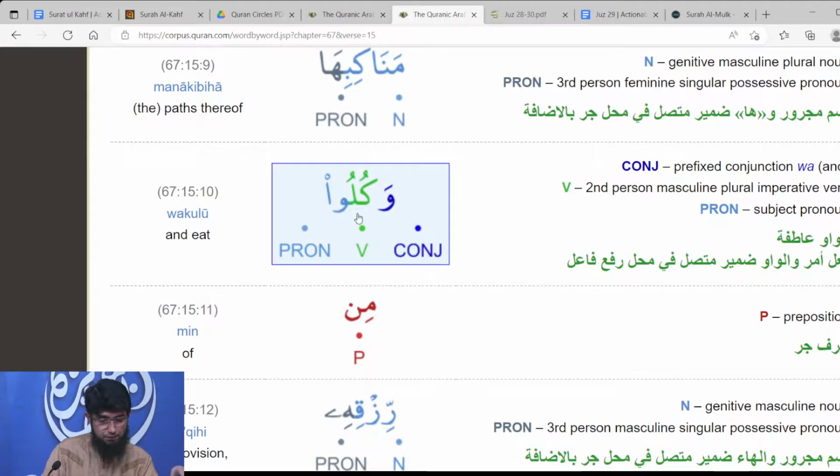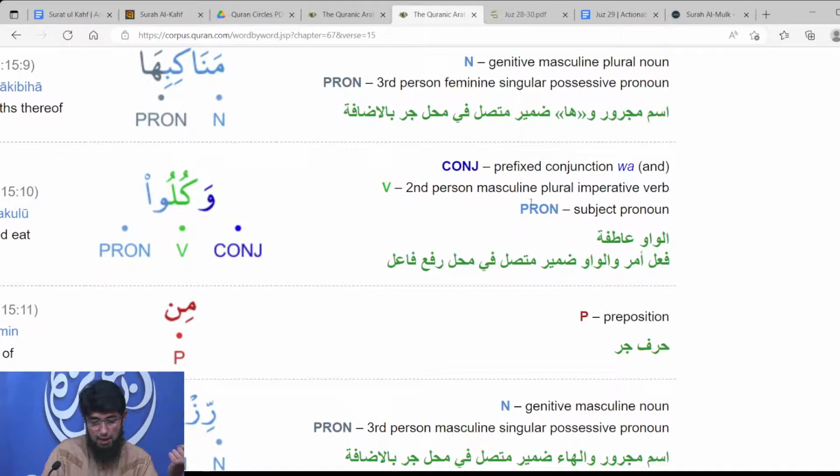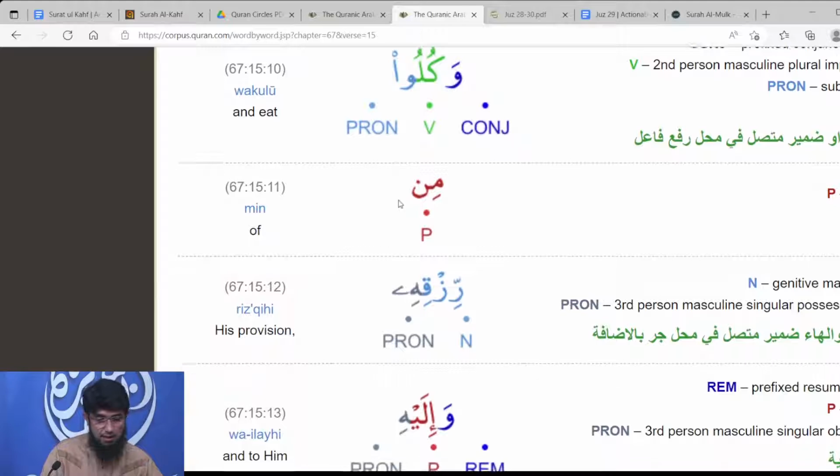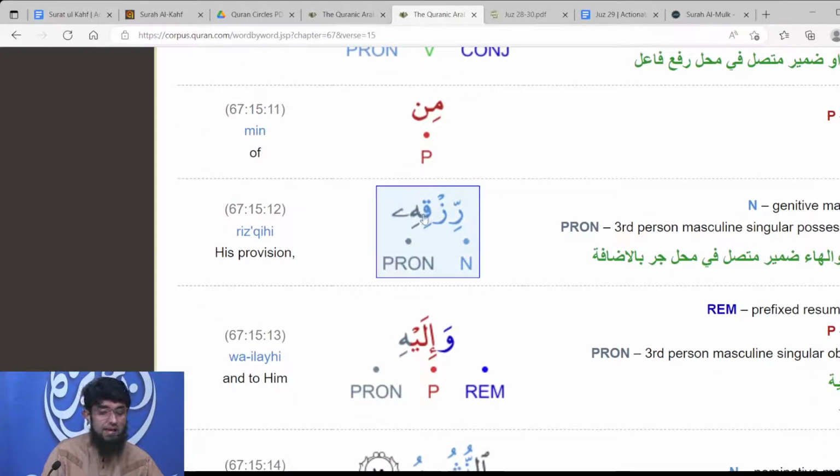Wakulu. Okay, so this is also a command form, but it's not following the same pattern. And you can see it in the details here. It says imperative verb, meaning it's a command form. So kulu, the waw is for plural, right? Asirru, ijharu, kulu. So this is all talking to you all. So you all do this. Eat. Min, from, rizkihi.